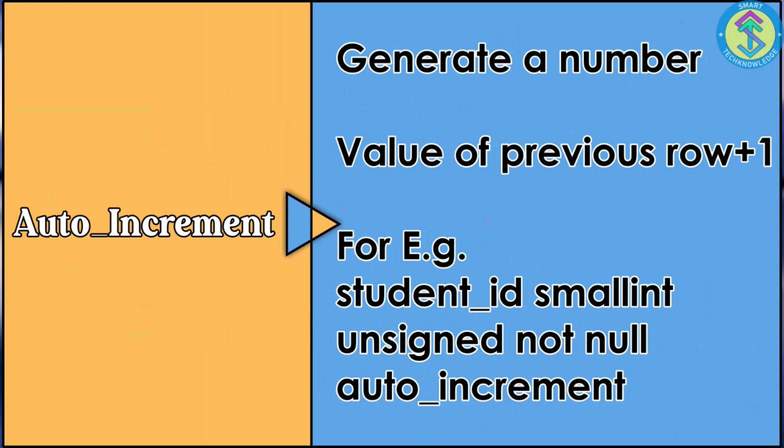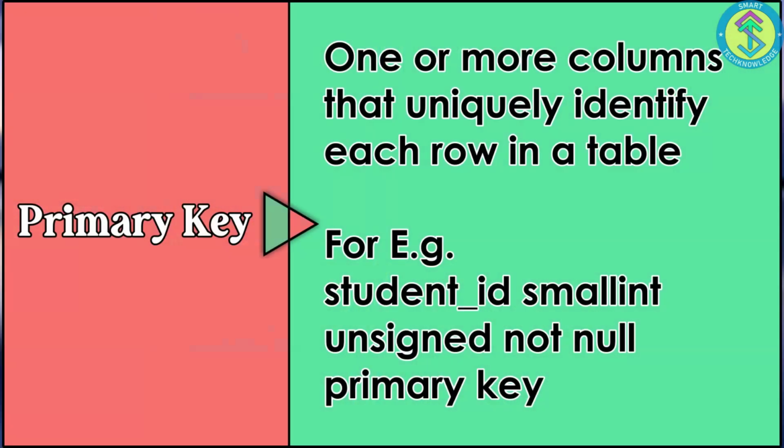Auto increment is also one of the column attributes. The auto increment modifier is used to indicate that MySQL should automatically generate a number for that column as the value of the previous row plus 1. It can be used with integer data types. There can be only one auto increment column in a table. And the last column attribute is primary key. A primary key is one or more columns in a table that uniquely identify each row in the table.